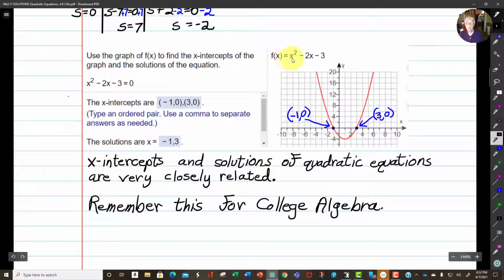F of x equals x squared minus 2x minus 3 is the function. X squared minus 2x minus 3 equals 0 gives me my x-intercepts. And the solutions to this equation are the x-coordinates of the x-intercepts.